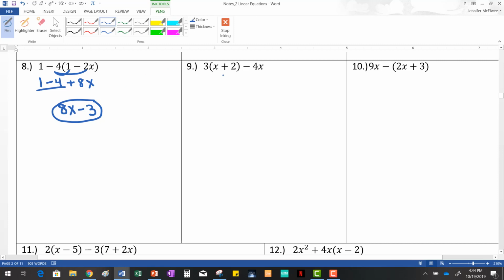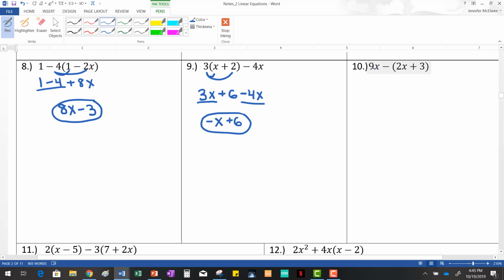Number 9 is 3 times the quantity of x plus 2 minus 4x. Distribute first. 3 times x is 3x. 3 times 2 is 6, plus 6. Bring down that minus 4x. From here I see I have a pair of like terms, 3x and minus 4x. 3x minus 4x will give me negative 1x, but we don't write the 1 there. Plus 6. That is the most simplified way to write it.